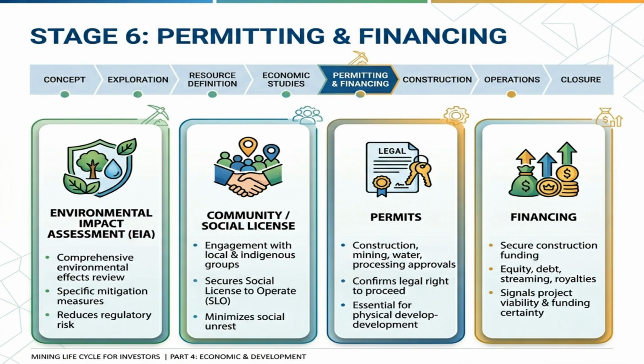Stage 6 is permitting and financing, one of the most important transitions in the mining lifecycle. Even a technically sound project cannot move forward without environmental approvals, community support, legal permits, and construction funding. Environmental impact assessments reduce regulatory uncertainty, while social license helps protect the project from delays and opposition. At the same time, financing confirms whether the market believes the project is viable enough to fund. For investors, this stage is often where external risk becomes most visible, because success depends not only on geology and economics, but also on people, policy, and capital markets.